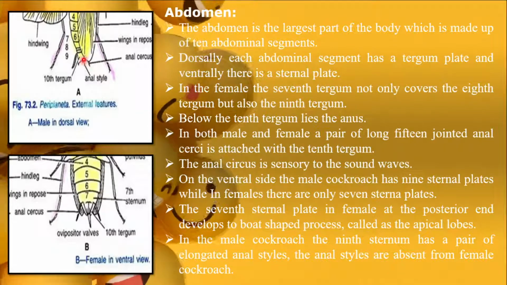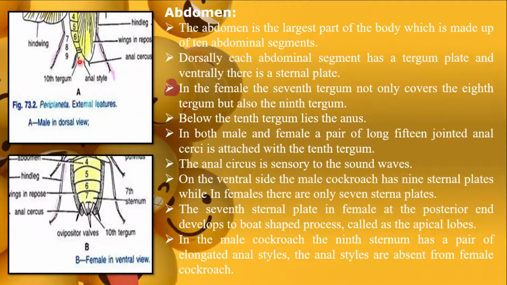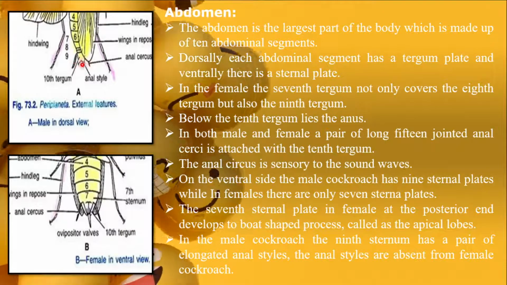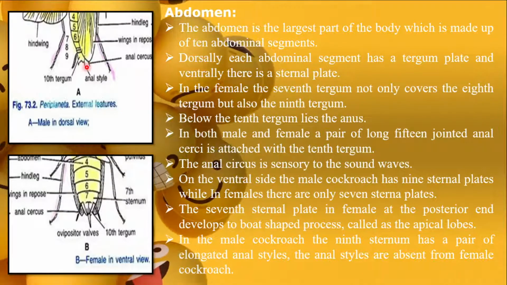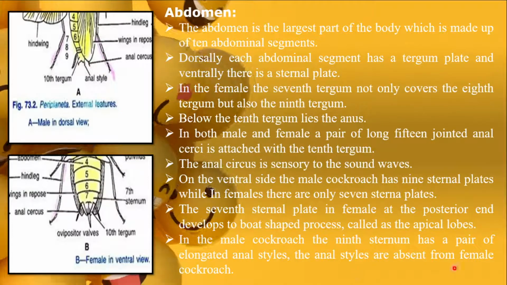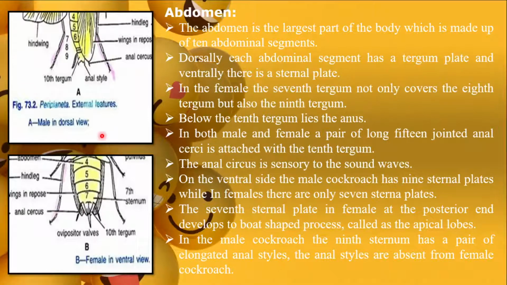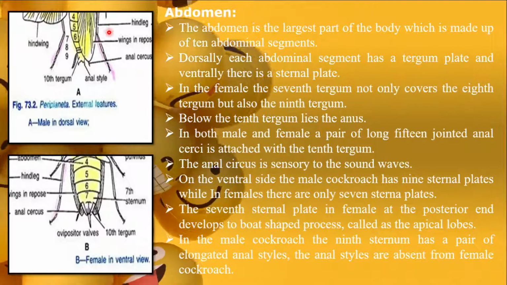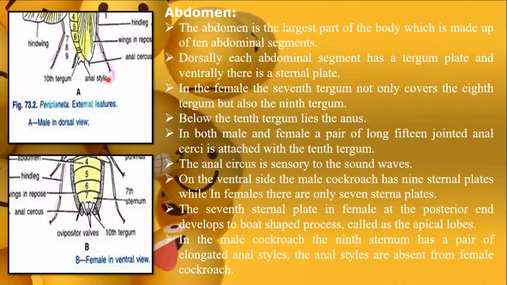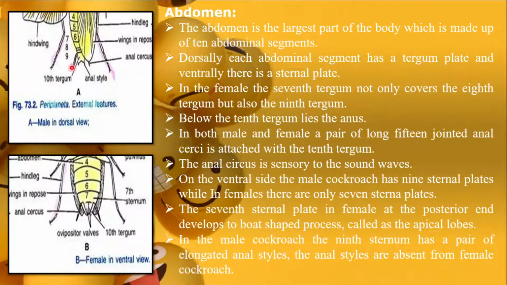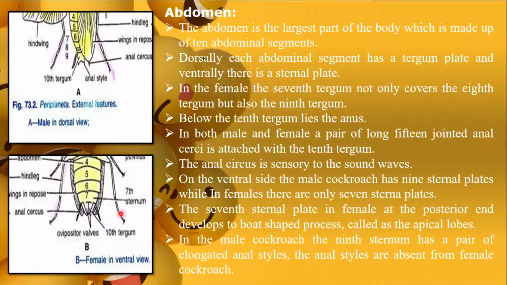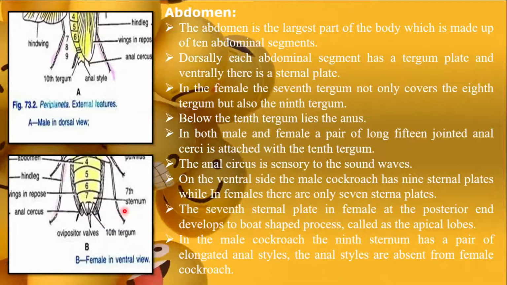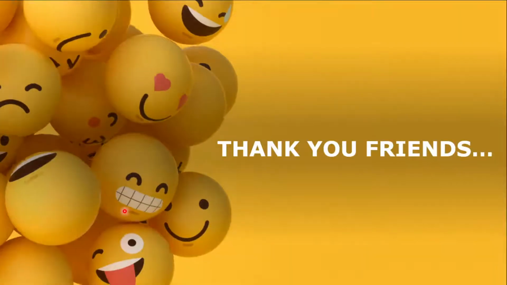See here, the 9th segment shows outgrowth-like structures, horn-like or hook-like structures, which are called anal styles. The anal styles are absent from the female cockroach. So for identifying whether the cockroach is male or female, the presence of anal styles confirms that it is the male cockroach, and absence of anal styles confirms that it is the female cockroach. So these are all about the abdominal segments.